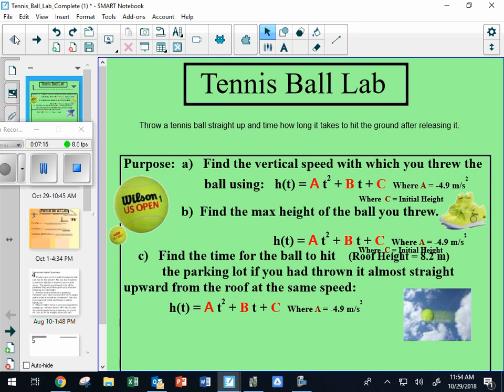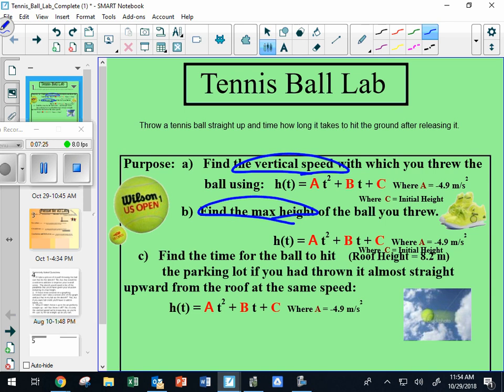All right, I'd like you to circle the things you're actually supposed to find. Find the vertical speed. Find the max height. And the last one, I almost think of as a separate thing. Once you've got the vertical speed and the max height, this is like a follow-up question. But the 2 main big things you need are the vertical speed and the max height. Yes, you have to answer this too, but you'll understand it better once you've got the vertical speed down.